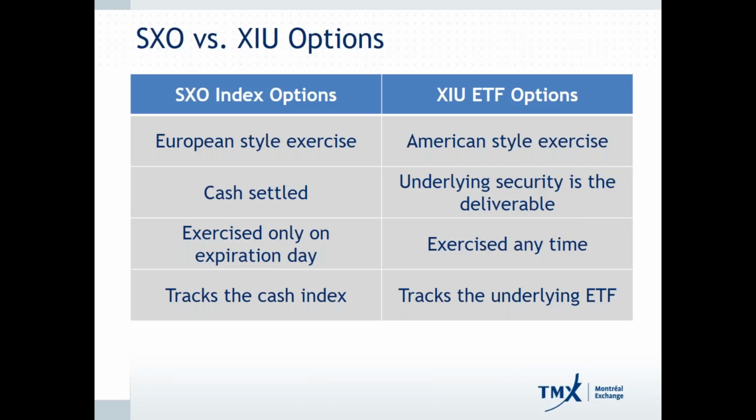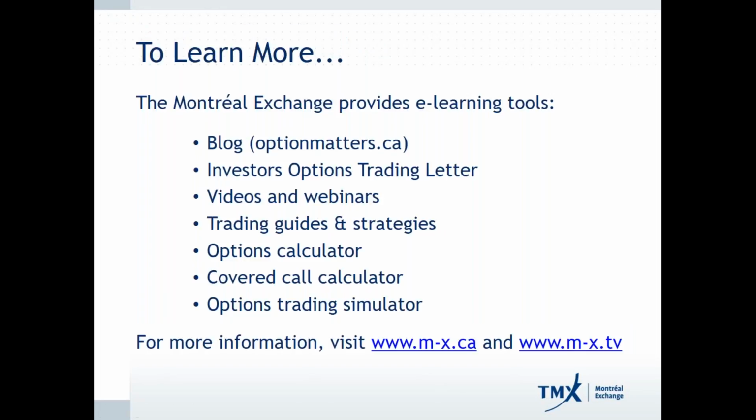Once again, the SXO tracks the cash index, whereas the XIU options track the underlying ETF. So the SXO tracks more closely the market value, whereas the XIU ETF options are tracking the ETF, which is tracking the index. So you've got sort of 3 degrees of separation versus 2 with the ETF option.